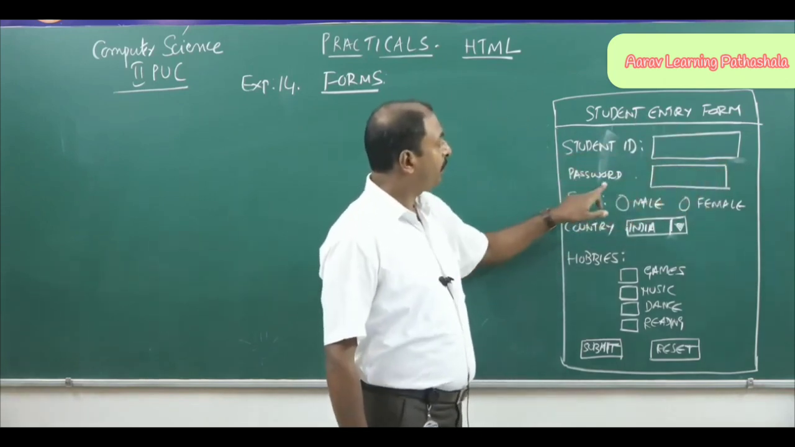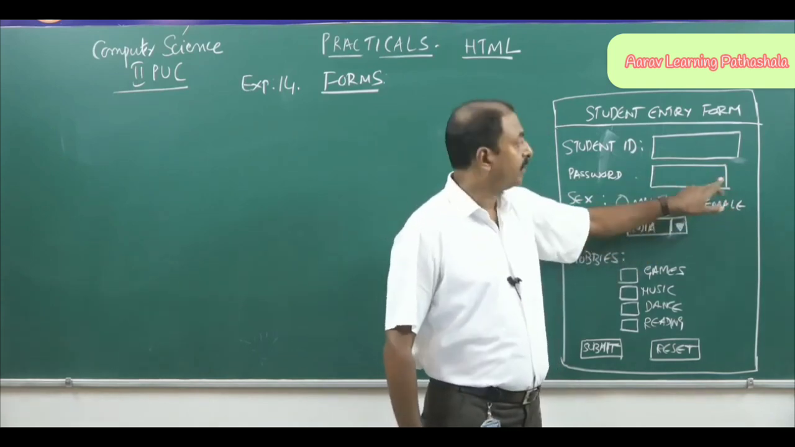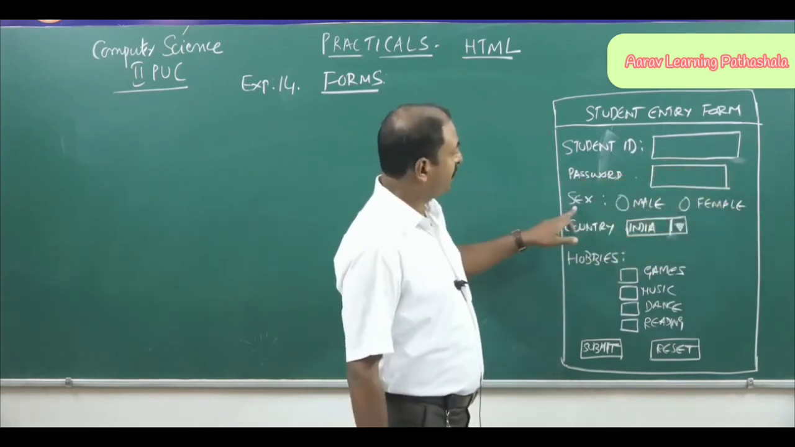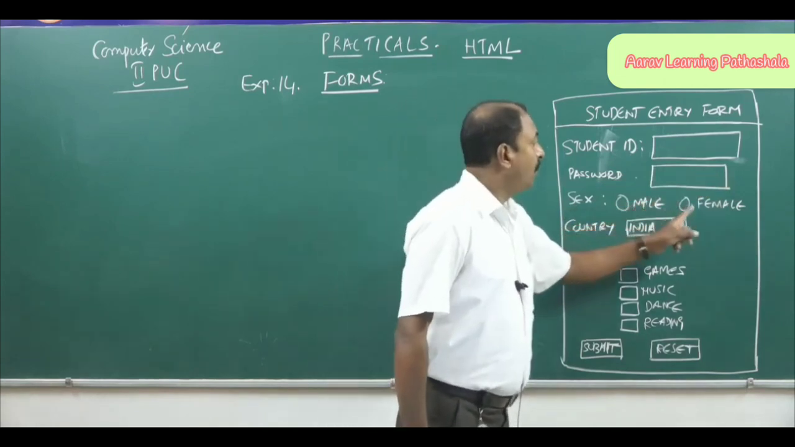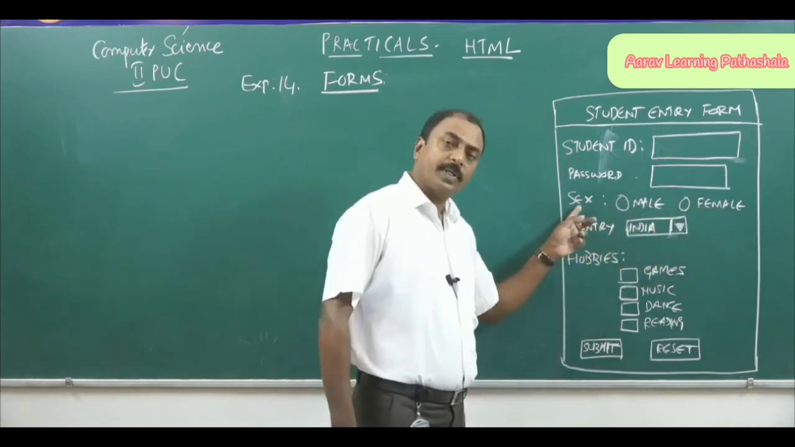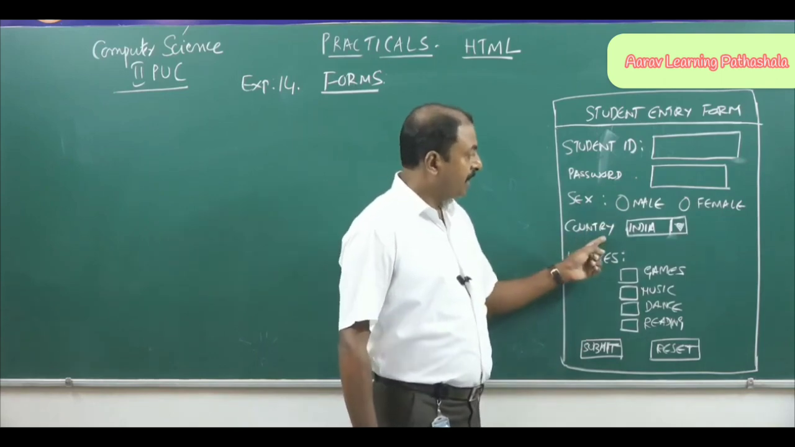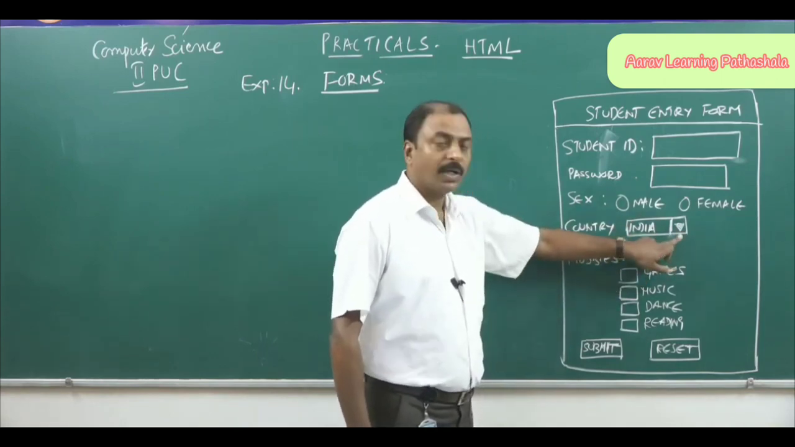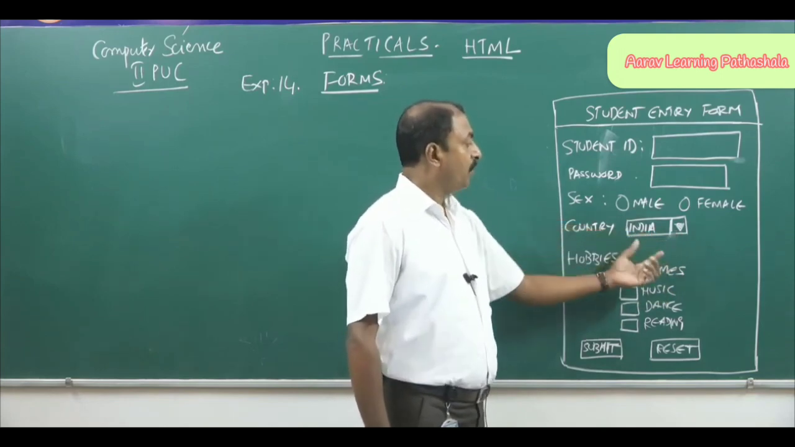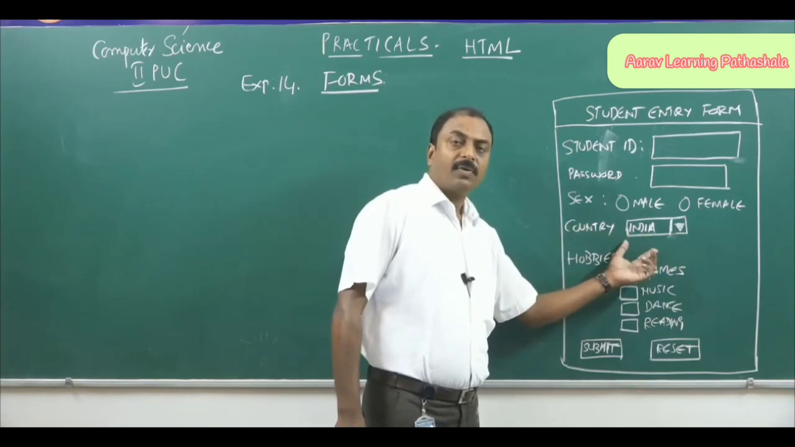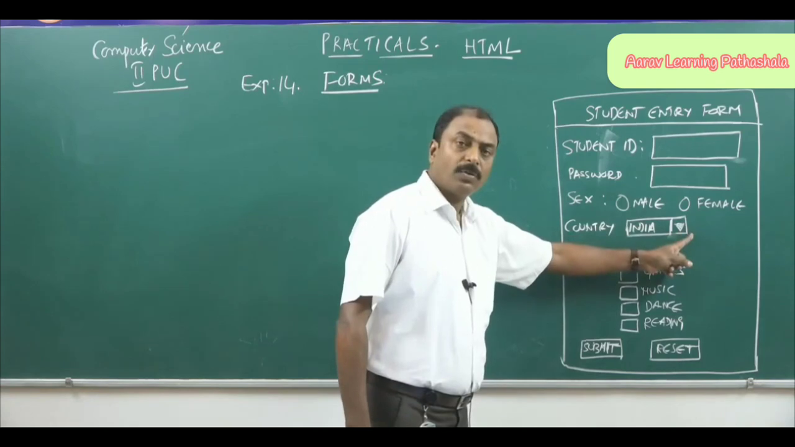Next, password is one of the form elements, the password field. Then here is sex, where the student can select either male or female. These are called radio buttons. Next we have country, where you will get a drop down menu. As soon as you click on this button, it displays the names of a few countries, and you can select any one of these. This is called a drop down menu element.